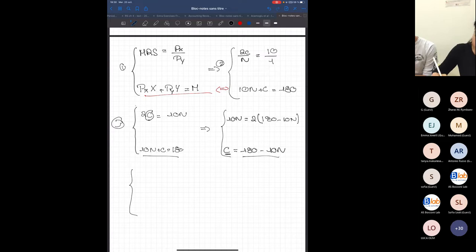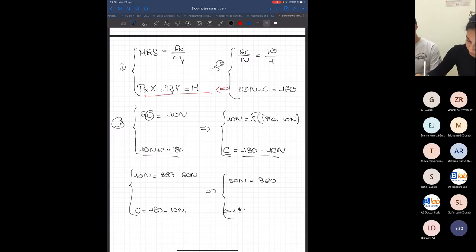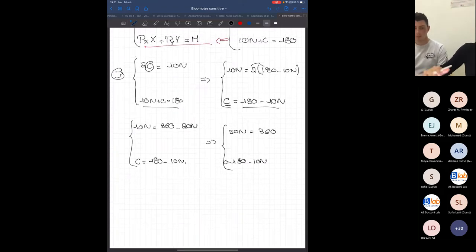Okay, so if we continue here, it's going to give us 10n is equal to 2 times 180, so 360, minus 2 times negative 10n, so negative 20n. And we still keep this one here, so c equals 180 minus 10n. So if we pay attention to this part of the equation, we're going to get 30n is going to be equal to 360. We keep this one, c equals 180 minus 10n. I'm detailing everything, but it's super important that you guys know how to do this.